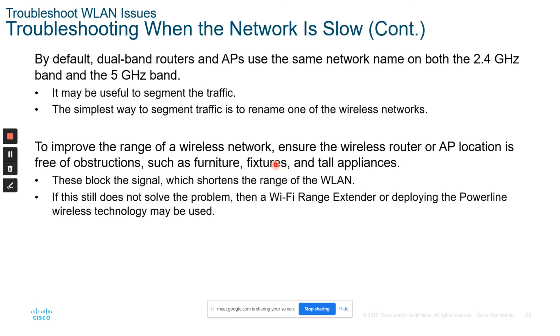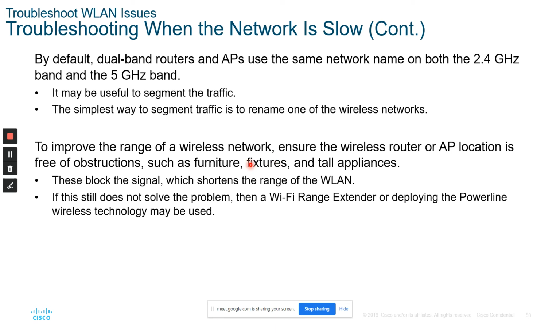So the next one, again, is a continuation of the previous slide. By default, the dual band router, which is 2.4 and 5, and access point use the same network name on both the 2.4 and 5 bands. They are saying it may be useful to segment the traffic. The simplest way is to change their name. So you can set 2.4 maybe as network 1 and 5 gigahertz as network 2. So segment them and rename one or both of the wireless networks.